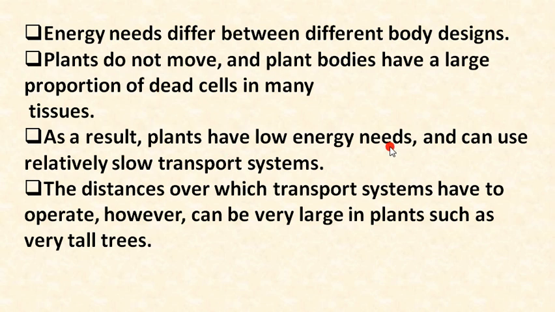As a result, plants have low energy needs, very low compared to other organisms, and can use a relatively slow transport system. The distance over which the transport system has to operate, however, can be very large in plants such as very tall trees, from root to the top of the plant. So here the transport system, the pipelines, also have to be large.